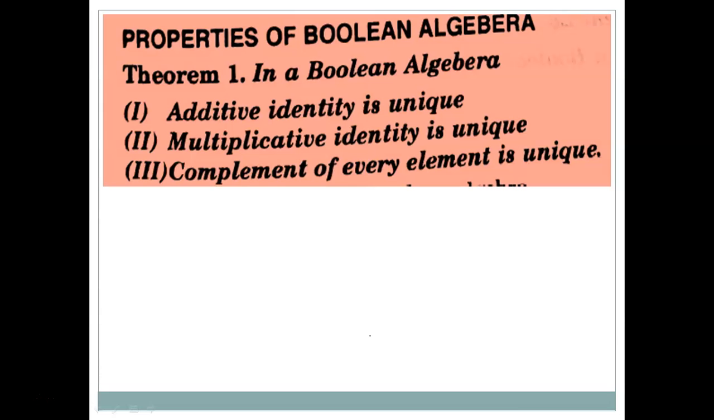So these are some properties of Boolean algebra. Number one, the additive identity is unique, and the multiplicative identity is unique. Additive means not the ordinary addition. In fact, here additive means the identity with respect to this operation. Multiplicative means identity with respect to the dot operation. And the complement of every element is unique.